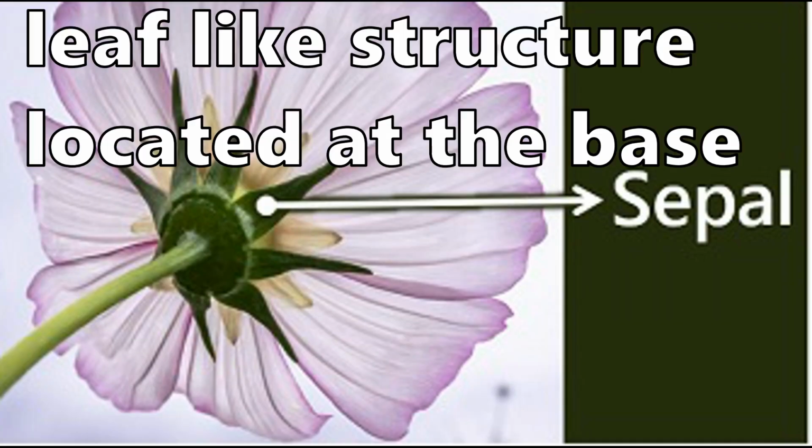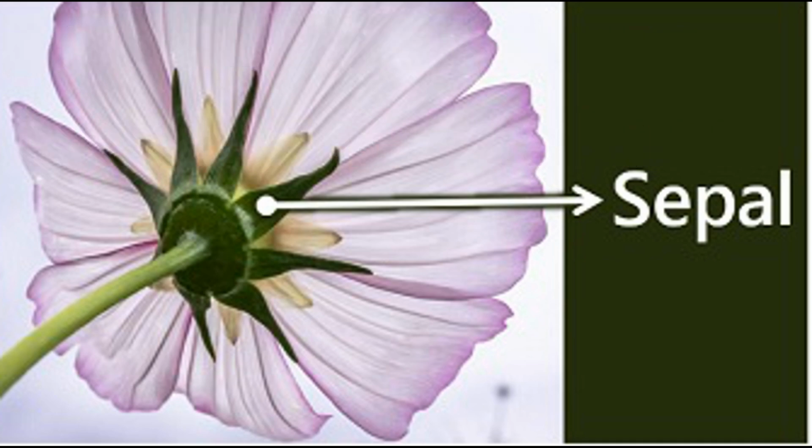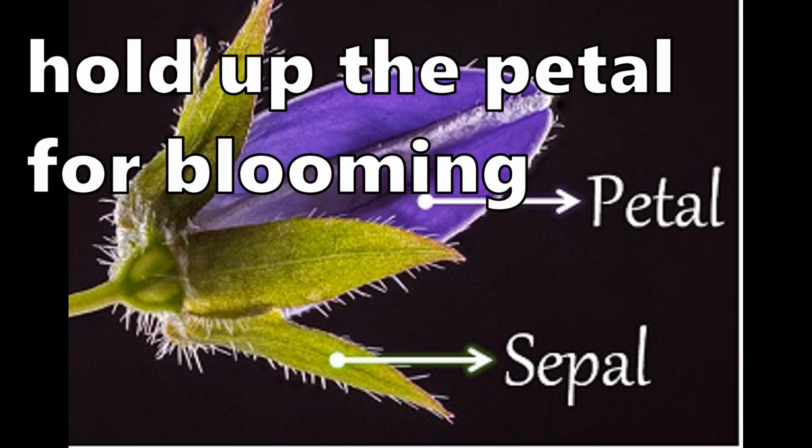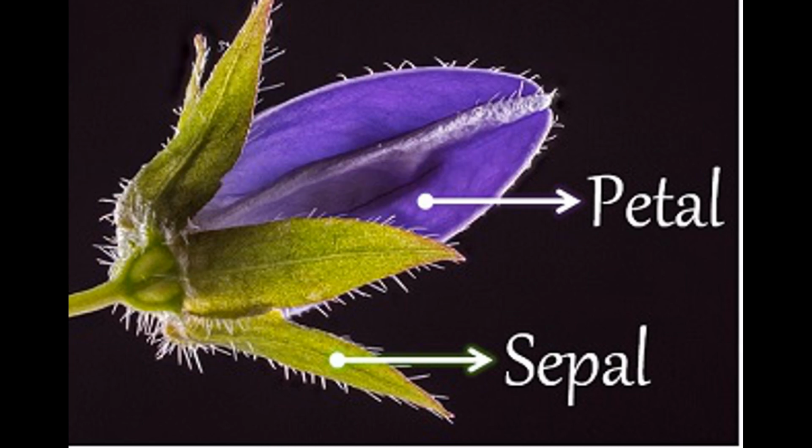A sepal is a specialized, often leaf-like structure located at the base of a flower. It provides a foundational cradle that helps hold up the petals when the flower is in full bloom.